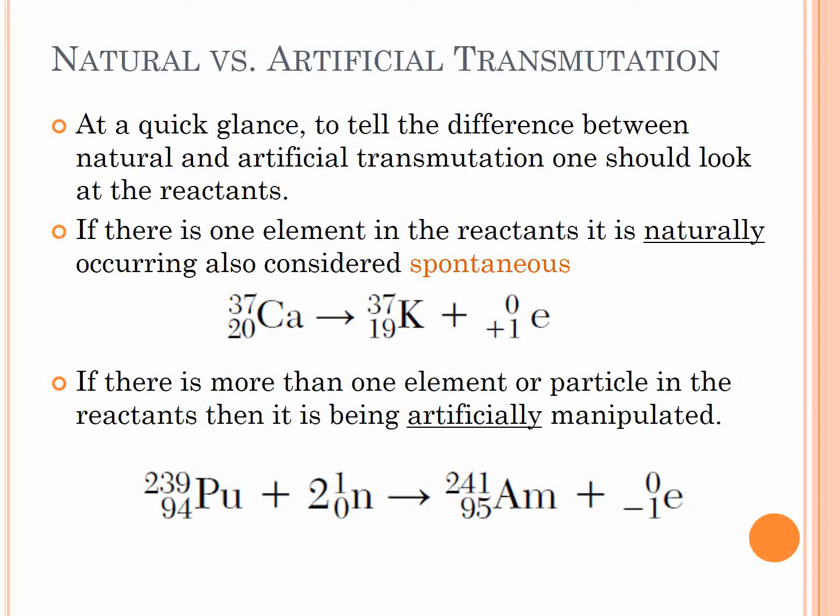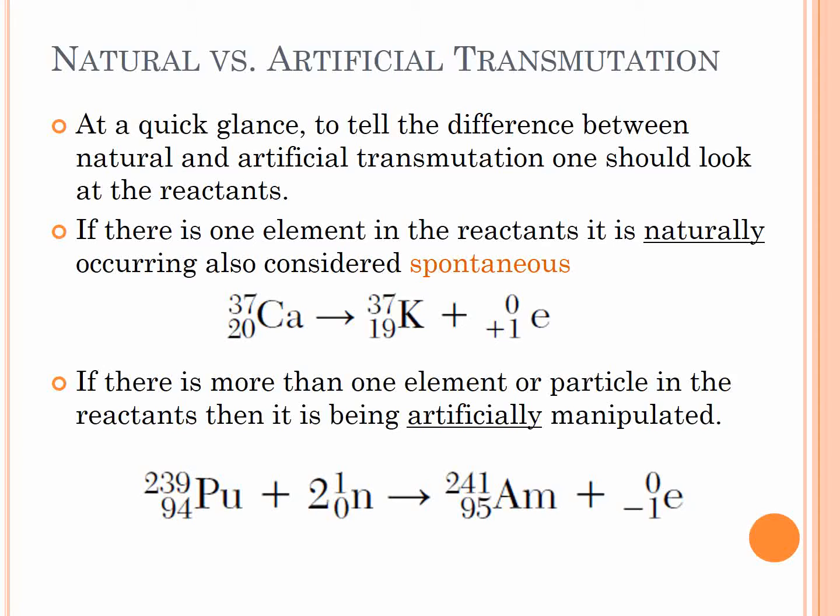And then if there's more than one element or particle in the reactants, then we know it's being artificially manipulated. So here we can see plutonium is being bombarded with neutrons. So it's not choosing to break down, it's being hit by neutrons, which breaks it down into americium and gives off an electron in the process.